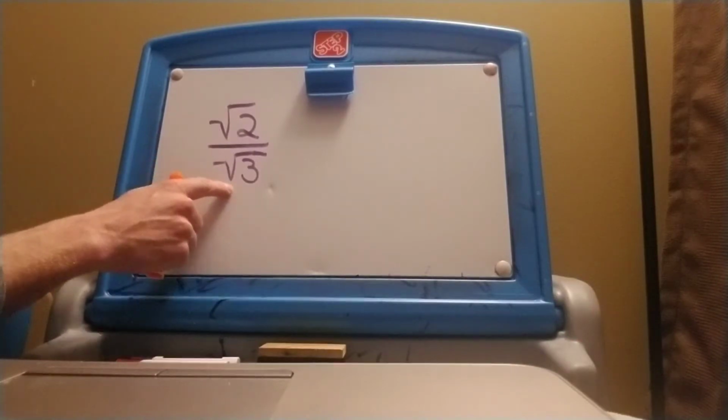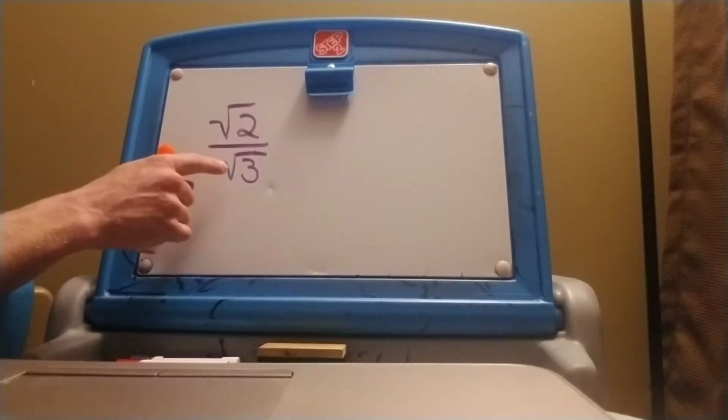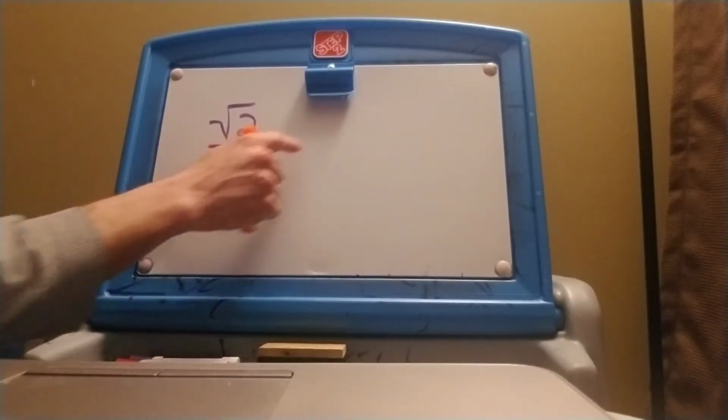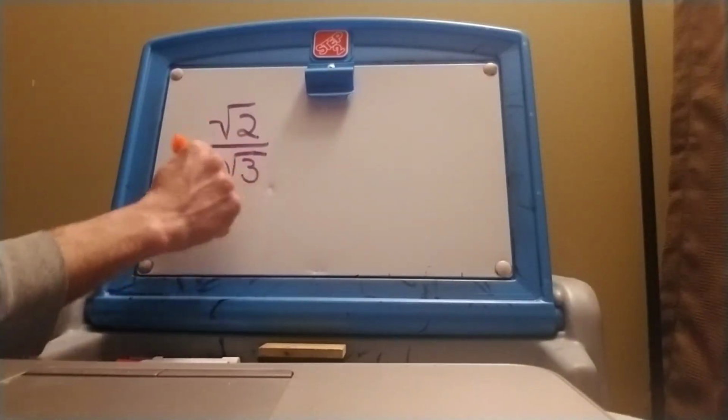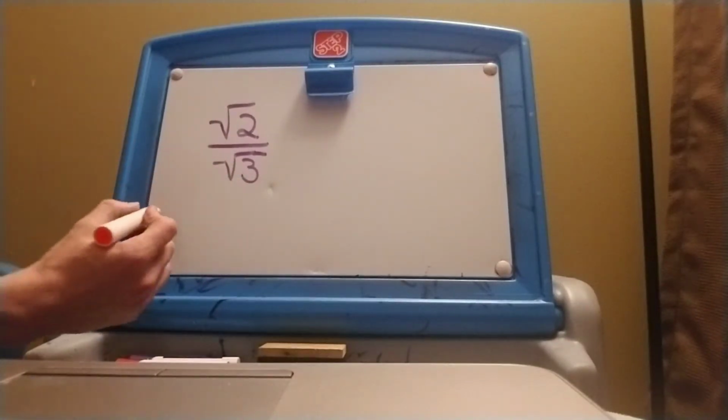So now I want to rewrite this fraction. That's all I'm doing, just rewriting this fraction so there's not a radical down there. So I'm going to write something that's equivalent to this without a radical, without a square root in the bottom. So, quick review of fractions.